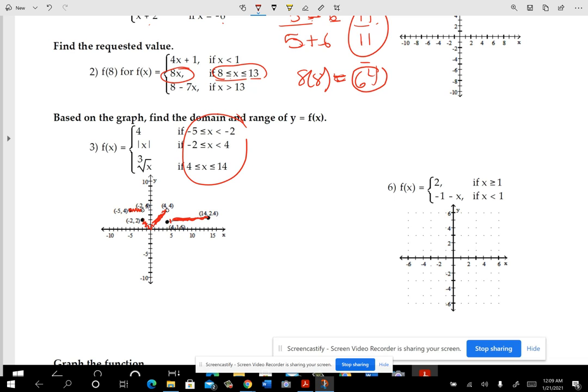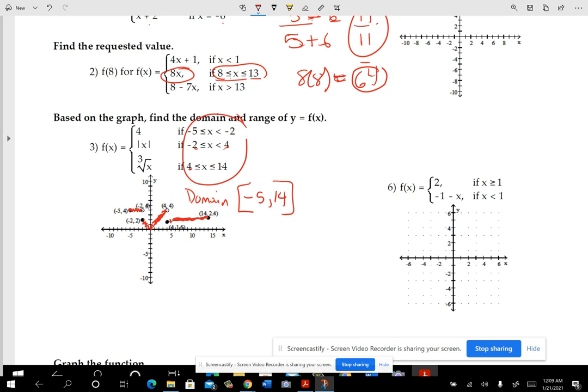So if we're doing domain, we want to smash all of those points to the x-axis. So it would go from way over here at -5. Okay. It would go to -2, but then you would use a different rule, but it would still be defined at -2. And it would go all the way to 4. You wouldn't use that rule for 4, but you would pick up right here and it would be defined, and then it would go all the way to 14. So it turns out to be defined all the way from -5 to 14. That's your domain.